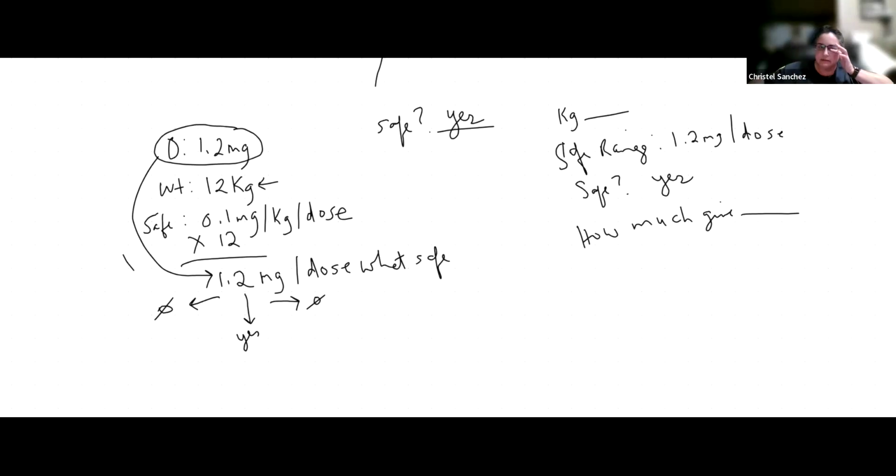Oh, here it is on the next page. Sorry. All right. So our order is 1.2. Our available is 0.4 milligrams per milliliter. So once you determine that this is safe, then you would have to determine how many milliliters you would give your patient, and how would you figure that out? What formula would you use?